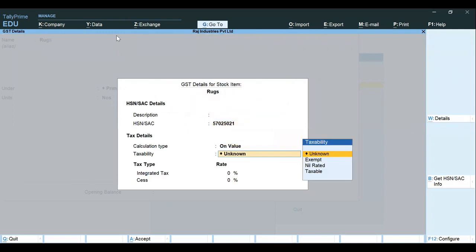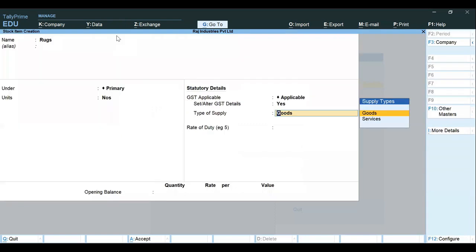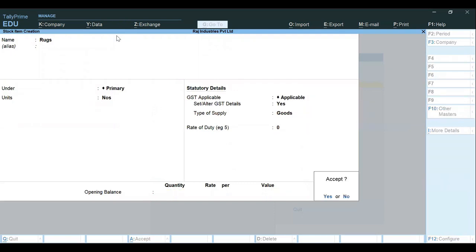calculation type is on value. Taxability is taxable. Be very careful about this detail. If you forget to select taxability and keep it as unknown, GST will not get calculated on your transaction. The integrated rate is 12%. Type of supply is goods. All right.